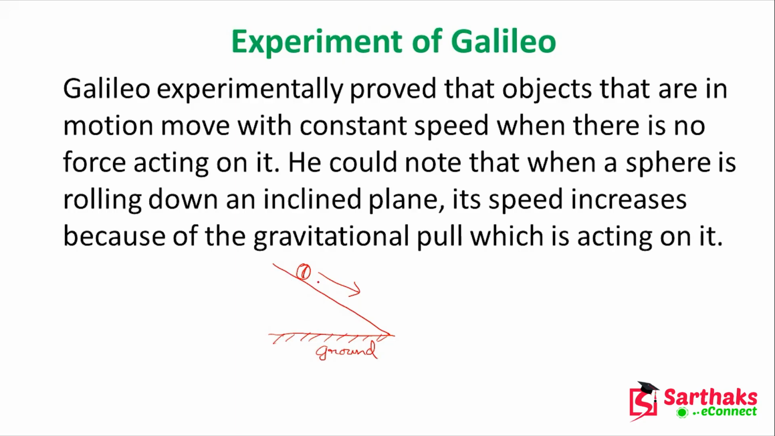So you can see that the speed will increase because this is the height from where the gravitational force is acting on this object. And when it is here, it is much closer. So that means your speed will increase whenever it is rolling down an inclined plane. Okay. So this is the experiment of Galileo.